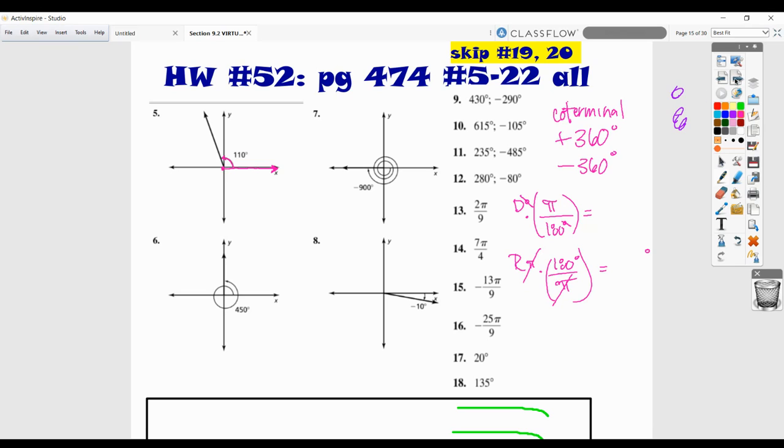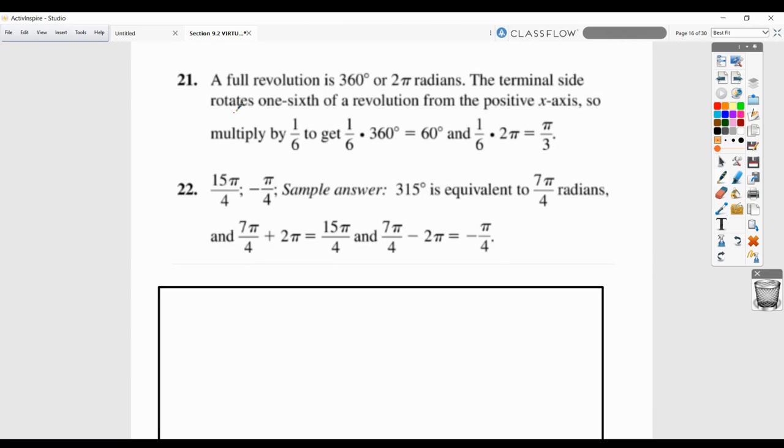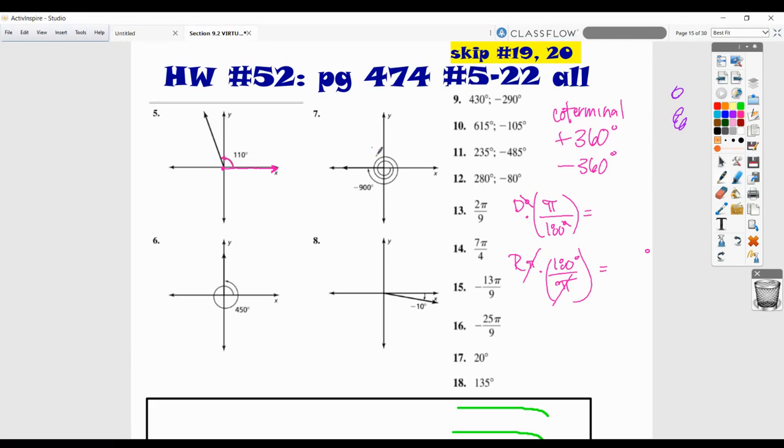Okay? So let me show you number 21 and 22. These were determining what the mistake was. So for number 21, you could have something like what they have written here. And then same thing with number 22. Just wanted to get you thinking about these. If you didn't do so great with those two, don't worry too much. The main parts are being able to graph, giving a positive and a negative coterminal, and then going from degrees to radians or radians to degrees, okay?